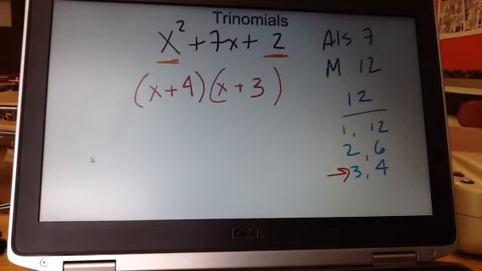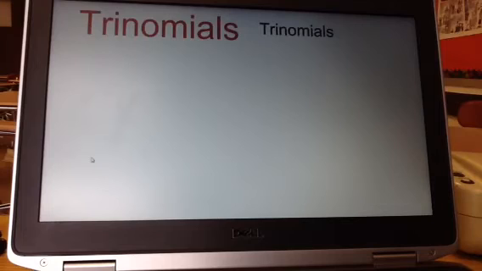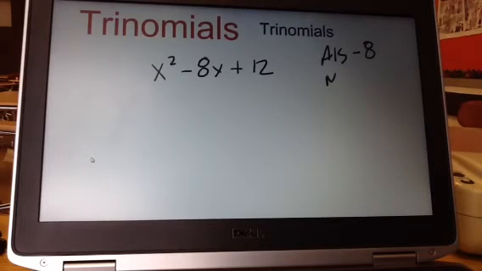The next example, we have something that might look like this: x squared minus 8x plus 12. So again, we want it to add or subtract to negative 8, and we want it to multiply to 12. So if I looked at my factors of 12 again, 1 and 12, 2 and 6, 3 and 4, I would not choose 3 and 4 in this case.